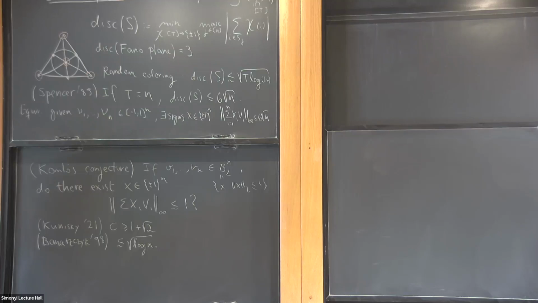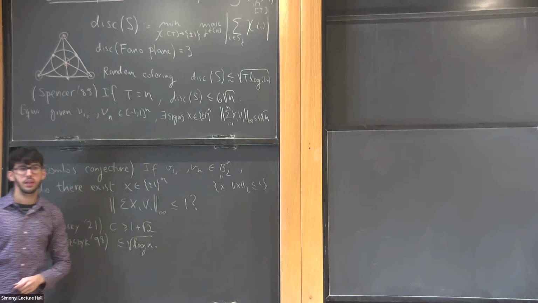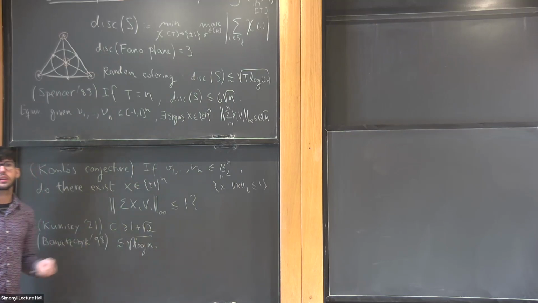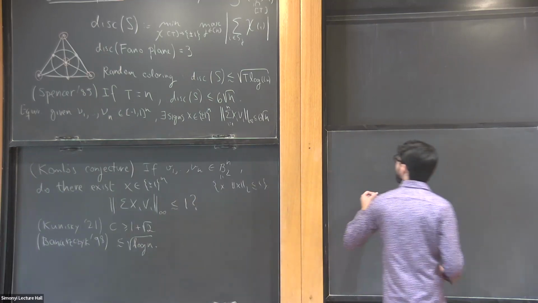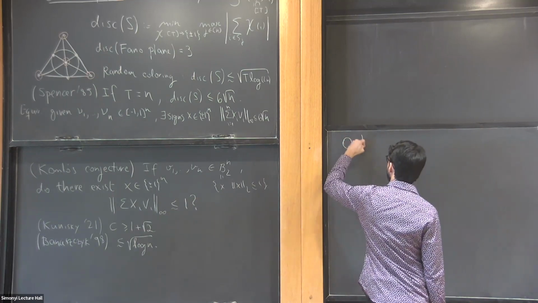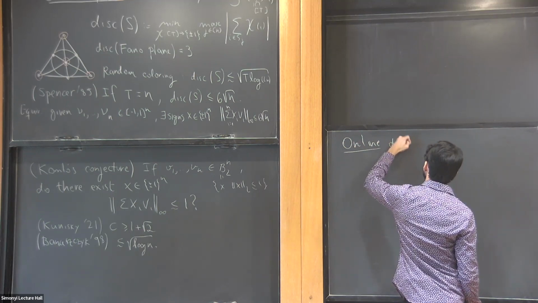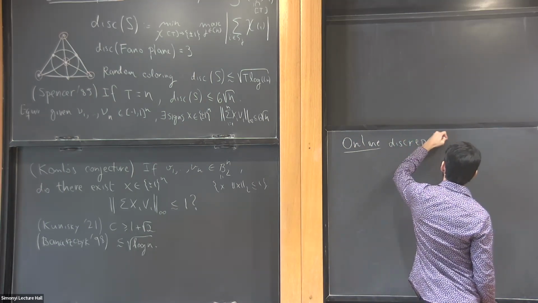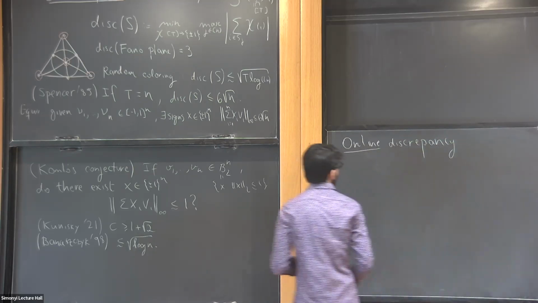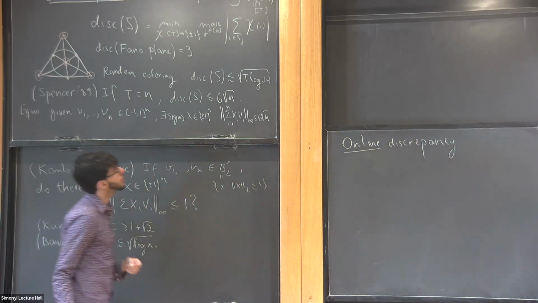So today we're going to try to tie our hands and see what we can do if the vectors are not given to us ahead of time, but actually they're given to us one by one. What can we do in that setting? Perhaps as a way to try to understand this problem better. So this is the online discrepancy problem. Here the vectors are given to us one by one.